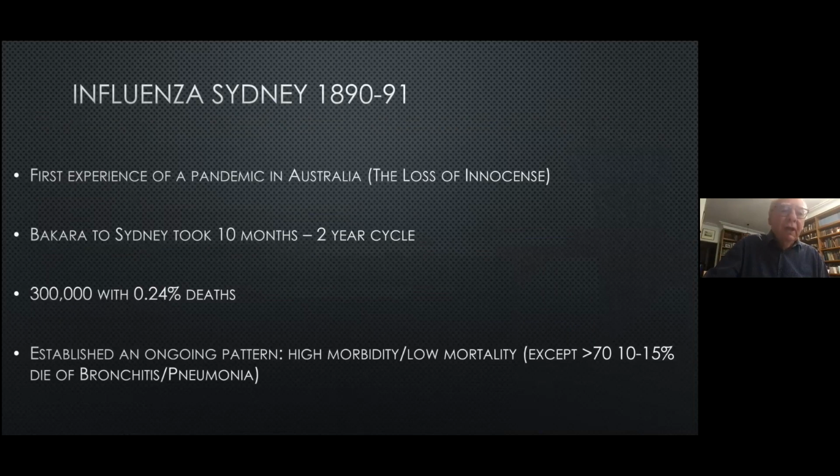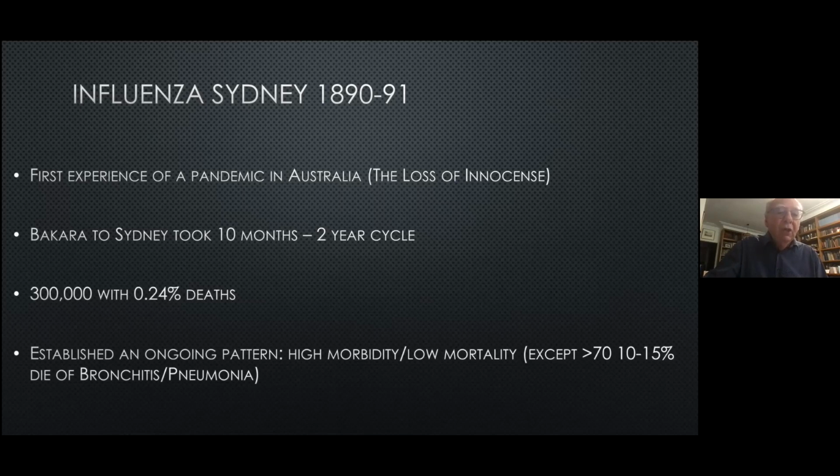Influenza had probably been appearing in Australia on and off for quite some time, but the first significant involvement in a pandemic was in the early 1890s. It had come from Bukhara in northern Europe. It took 10 months to get to Australia, and there were 2 cycles of this pandemic over 2 years in Sydney. Now, if you look at Sydney alone, there were 300,000 people infected.